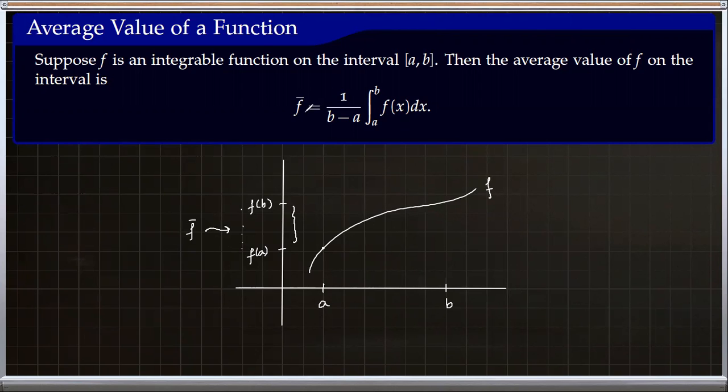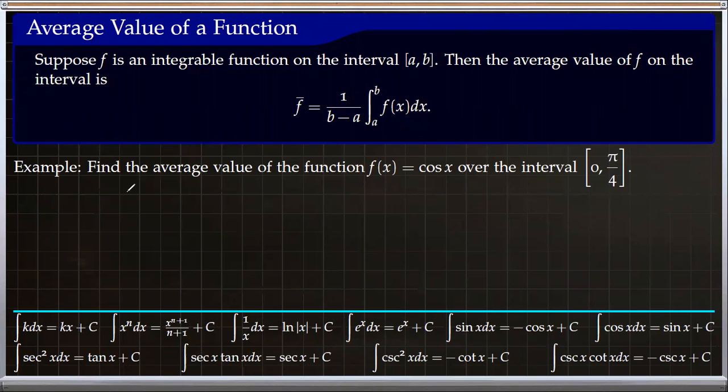And it is given by this formula. So average value I'm denoting by f bar. It is given by the formula 1 over b minus a times integral of f from a to b. Next, we will look at a couple of examples.